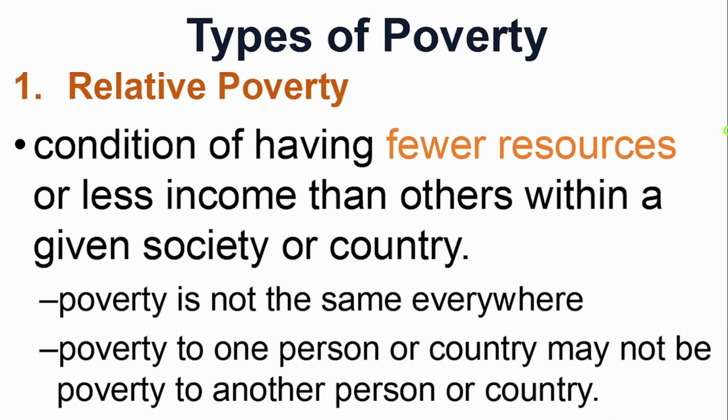There are two types of poverty. The first one is relative poverty. Now, this is a condition of having fewer resources or less income than others within a given society or country. Here we are saying poverty is not the same everywhere. When we compare the poor people from one country to another, we'll find that the definition of poor or a person living in poverty is different.